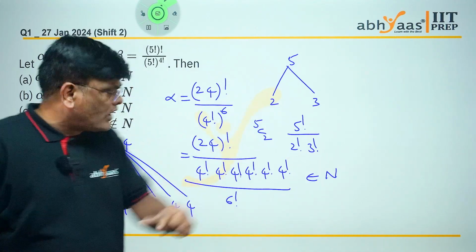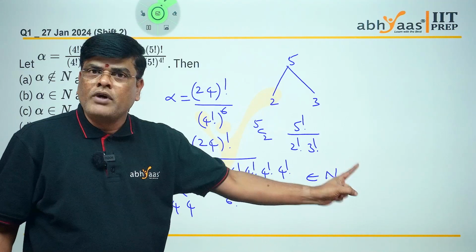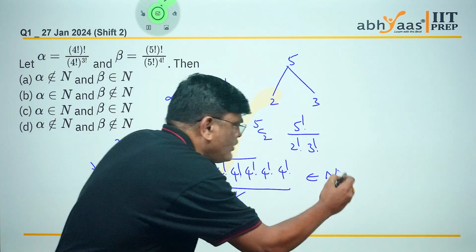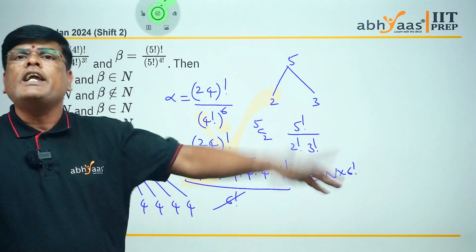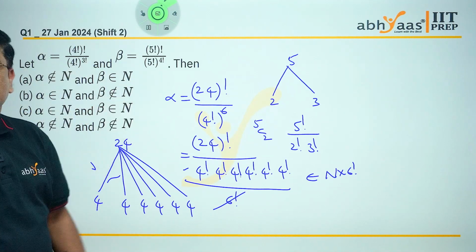But according to the question, we don't want this 6 factorial. Now I am taking 6 factorial to this side. Here it is already a natural number, so when I multiply this side by 6 factorial, some natural number into 6 factorial means finally we get a natural number. So that means alpha is a natural number.